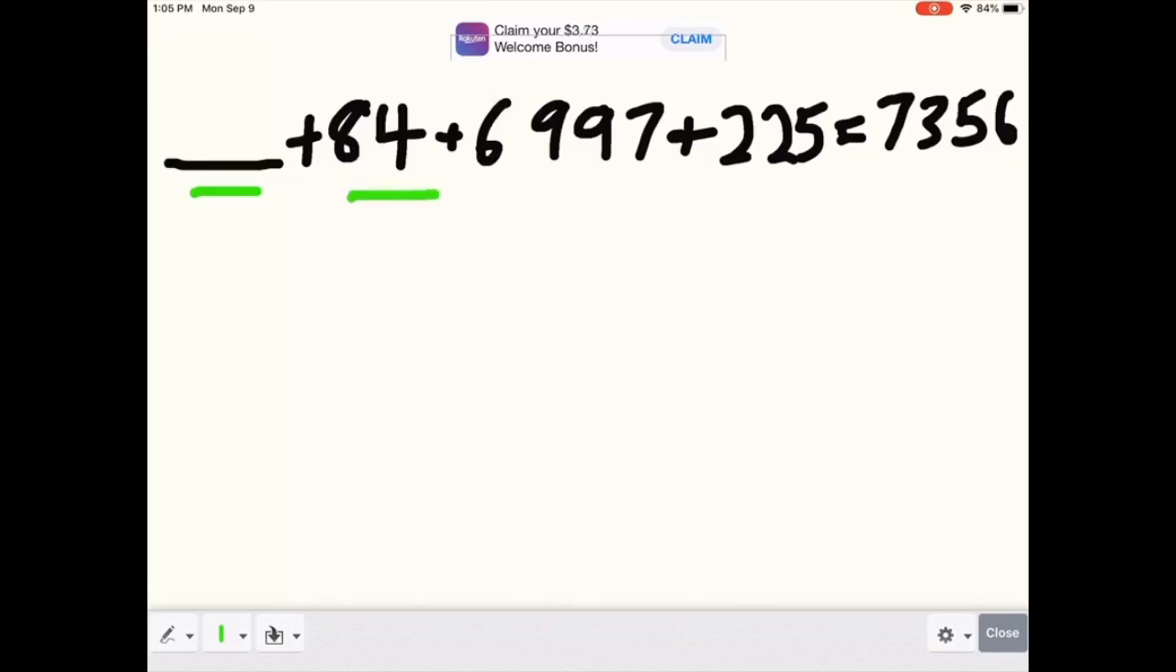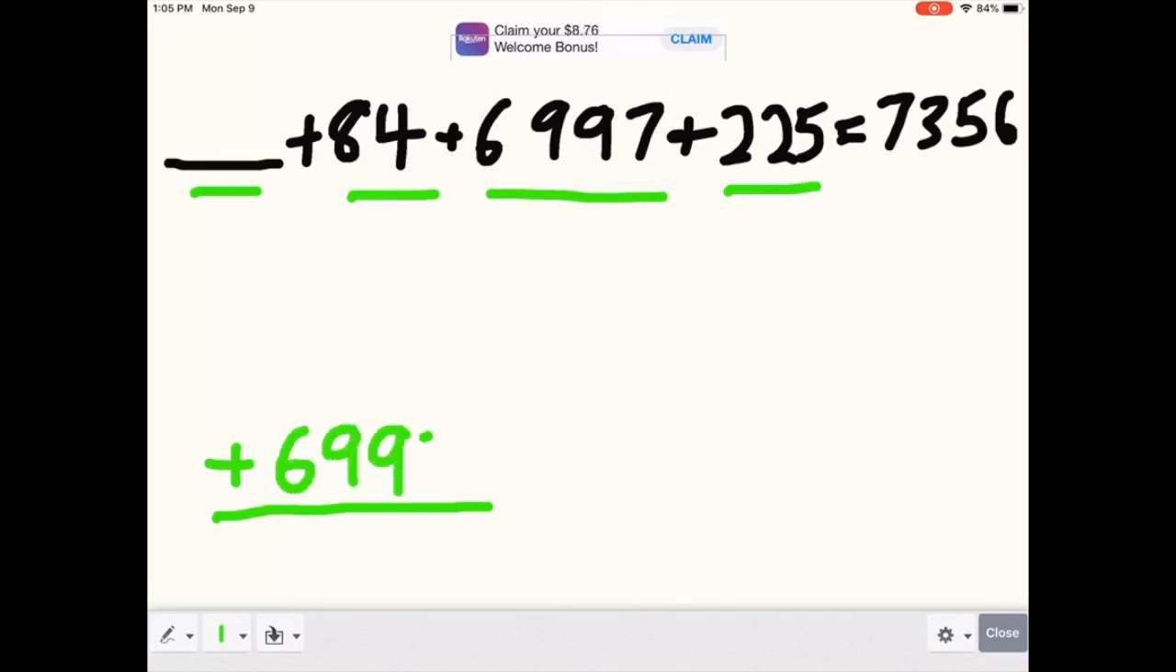So first, let's add this guy and this guy and this guy up together. All right? So let's create our addition problem. And we'll always put the biggest number on bottom in addition because that's what I like to do. It makes it super easy. 6997. And then we have the 225. And then we have the little 84 on top.